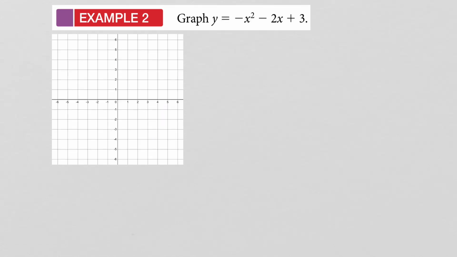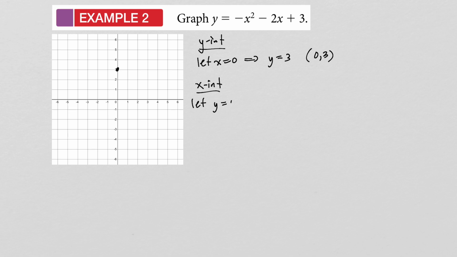So very similar in this problem, let's graph the parabola that you see here. So again, for the y-intercept, the way you do it is you just let x equal 0. If you plug in x equals 0, these terms are going to go away, and you end up with y equals 3. So the point 0, 3 is the y-intercept, that's right here. Now for the x-intercepts, we are going to let y be equal to 0.